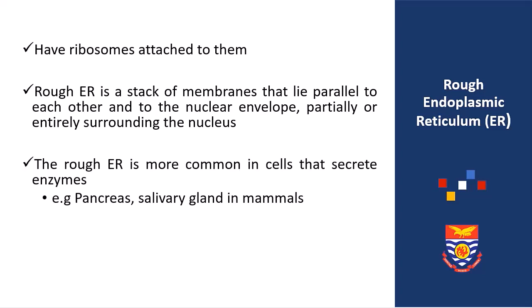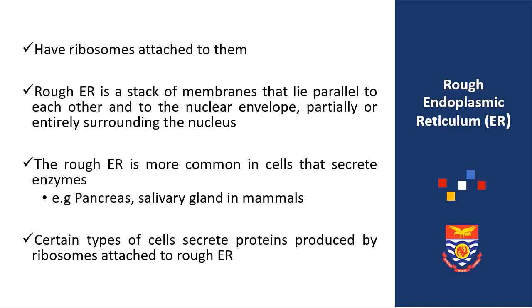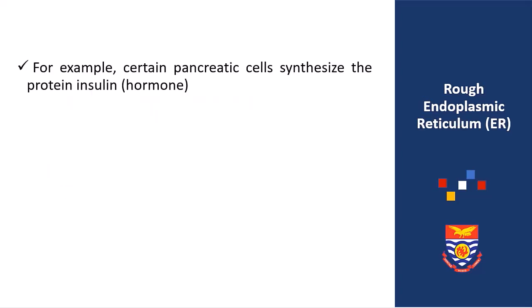This endoplasmic reticulum is commonly found in cells that secrete enzymes, an example being the pancreatic cells and the cells found in the salivary gland in mammals. Also, the ribosomes attached to the rough endoplasmic reticulum in some cell types are able to secrete proteins. So certain pancreatic cells synthesize their own protein, an example being insulin, and insulin is a hormone that is released into the bloodstream to regulate glucose levels.